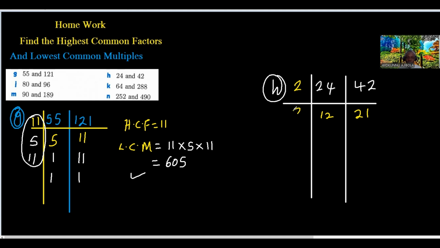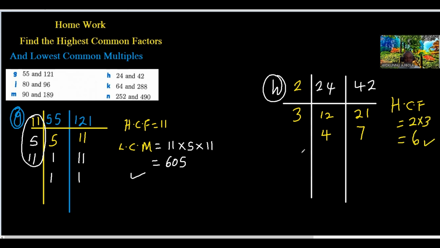We can use 3, which is the next prime number. 3 in 12, that's 4. 3 here, that's 7. Now, nothing is common to both of them. We have reached our HCF. So the HCF equals 2 times 3, which is 6.